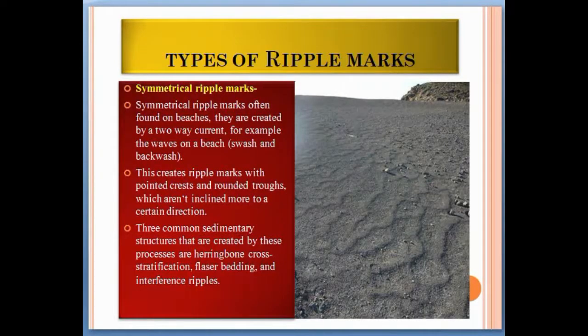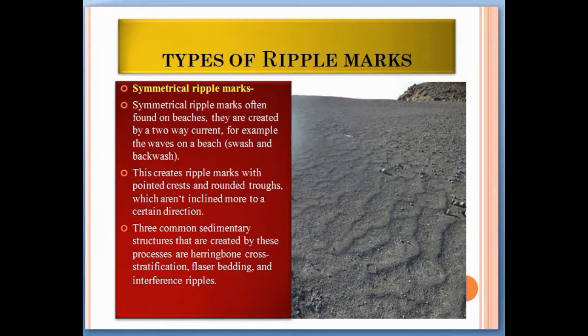Types of ripple marks. There are two types of ripple marks: symmetrical ripple marks and asymmetrical ripple marks. Symmetrical ripple marks are often found on beaches. They are created by a two-way current, for example, the wave on a beach, swash and backwash.